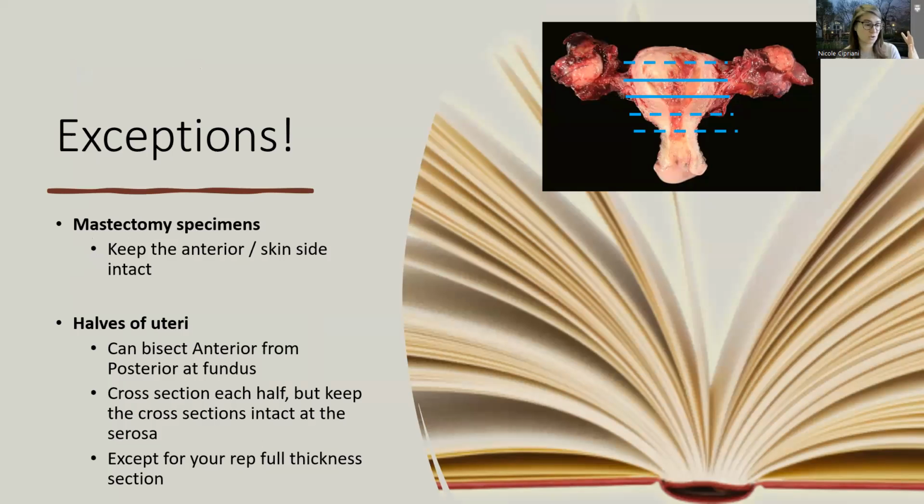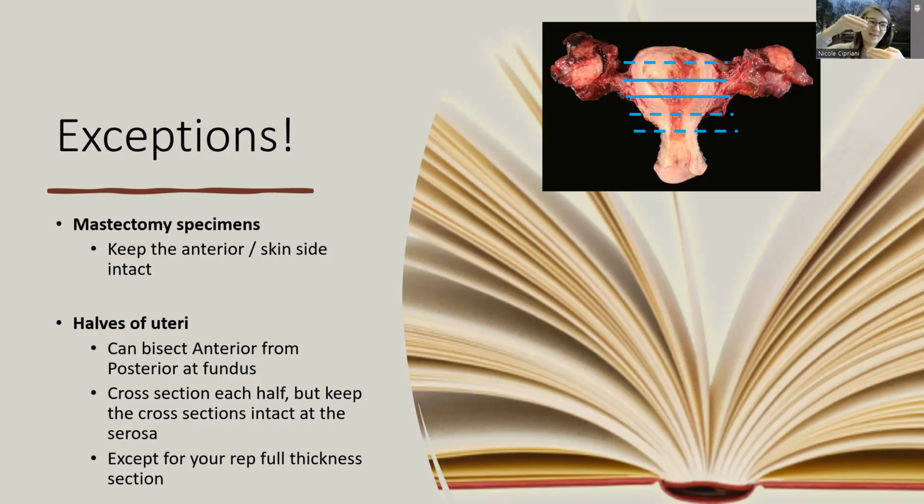The exceptions to this rule, at least in our institution, and please tell me if there are other exceptions at your institutions, are mastectomies. They need the orientation. I get it. There are quadrants, there are nipples, I get it. So they keep the anterior side completely intact. So it is a book and we can walk through it. The other exception are the bisected halves of uteri. Our GYN pathologists say you can bisect the uterus at the fundus. You don't have to keep the fundus hanging on. You can totally separate anterior from posterior sides.